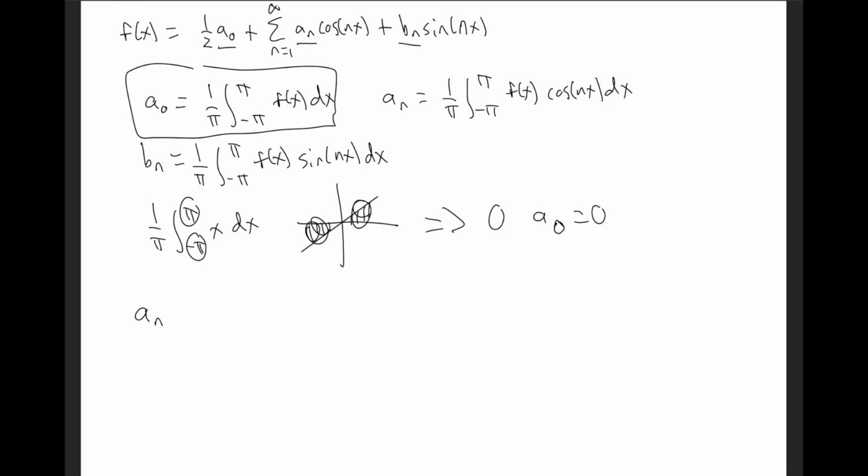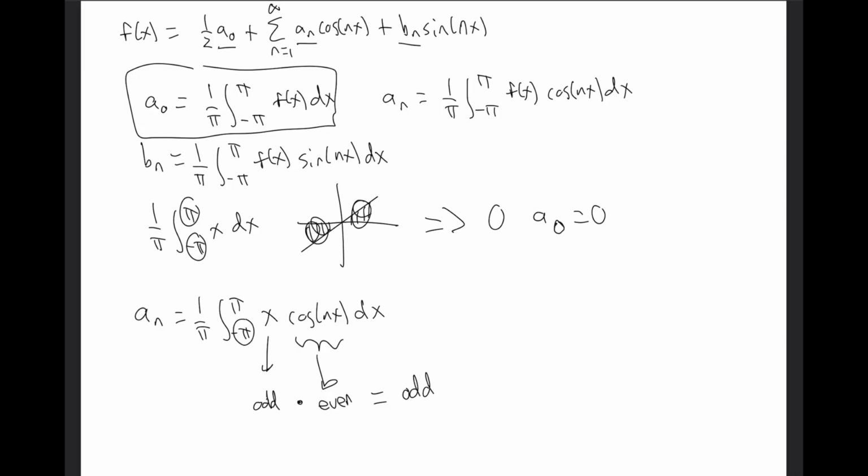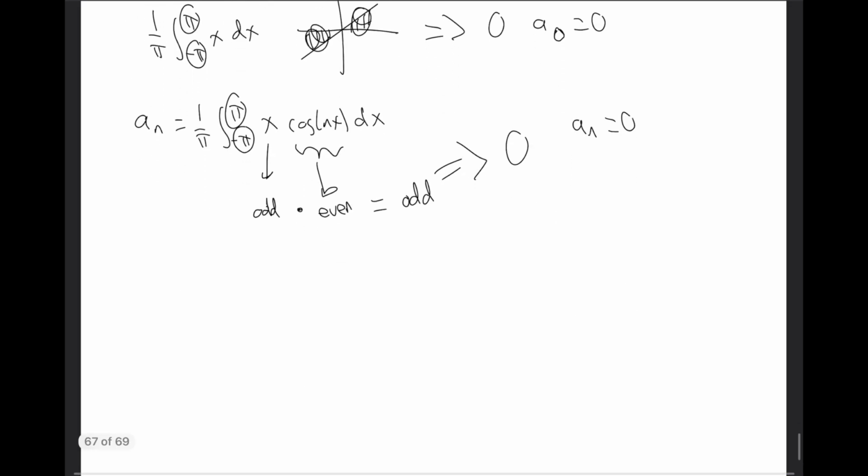And then moving on to a n, we have 1 over pi times the integral from negative pi to pi of x times cosine of nx dx. Now again, note that this cosine is even, and this x is odd, and by the properties of odd and even functions, if you multiply those together, you get an odd function. And again, odd functions over a symmetric interval go to 0, so a sub n equals 0. And now we actually calculate what the Fourier series is going to look like.